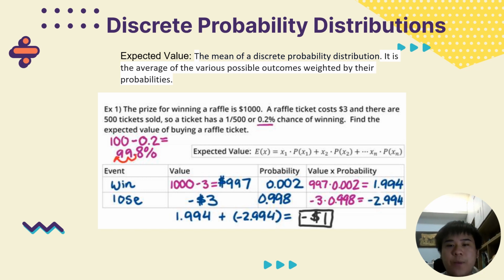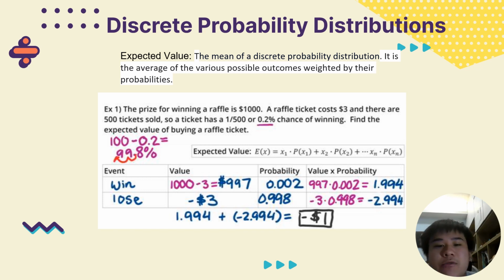discrete probability distribution. The expected value is the mean of a discrete probability distribution. It is the average of the various possible outcomes weighted by their probabilities. That's the definition. So to calculate the expected value, let's look at the example right here.